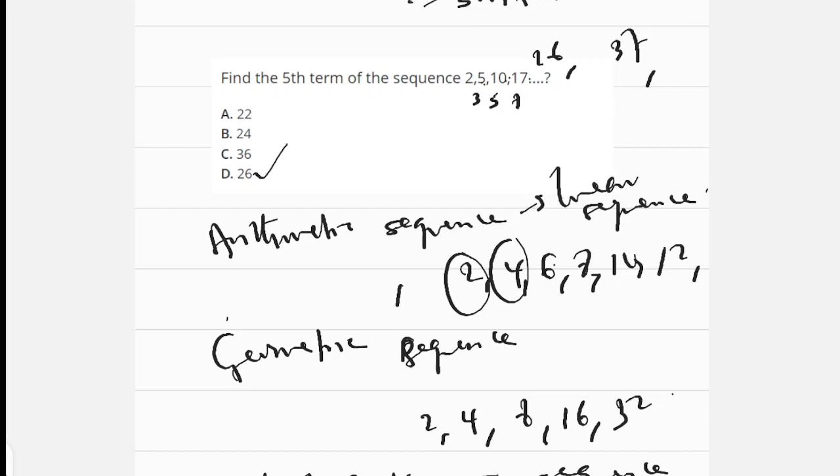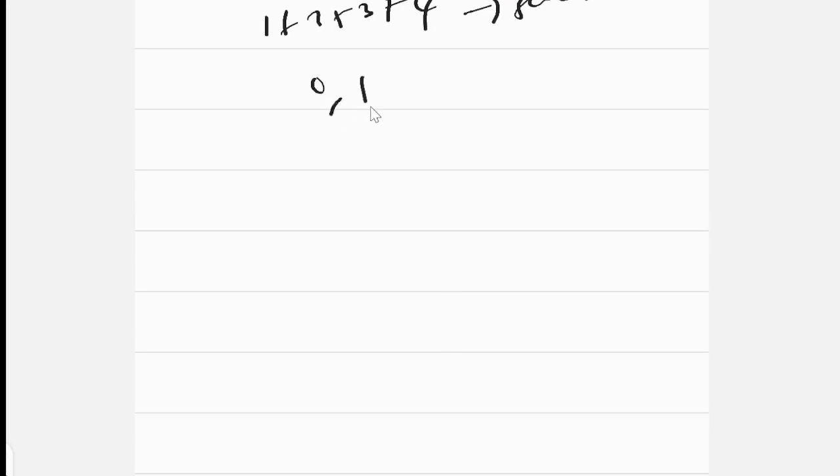Another sequence I want to inform you about is the Fibonacci sequence. What is the Fibonacci sequence? That is when I have 0, 1. The sum of the two previous terms will give you the next term. Then 0 plus 1 will give me 1. The next term will be 1 plus 1, that is 2. 1 plus 2 is 3. 3 plus 2 is 5. That is known as the Fibonacci sequence, and so on and so forth.